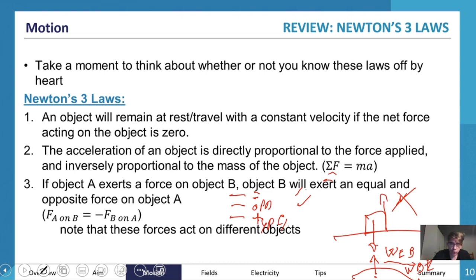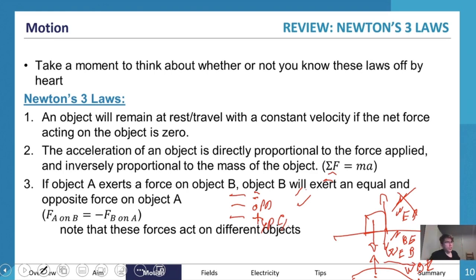So the normal force that the Earth applies on the block, the reaction force of that would be the normal force that the block applies on the Earth. Right? Earth on block. Again, block on Earth. Again, these are applied on different objects.